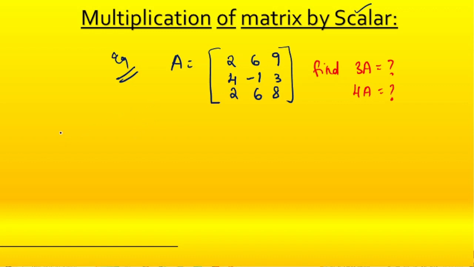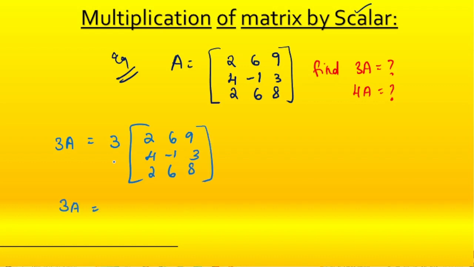Very simple. 3A is going to be equal to 3 into A. A is nothing but 2, 6, 9, 4, minus 1, 3, 2, 6, 8. Now tell me what is 3A. 3A is equal to 3 times the matrix. You have to multiply with each and every element. 3 twos are, 3 sixes are, 3 nines are, 3 fours are, like that. You have to multiply 3 with each and every element in order to find the 3A matrix. Clear?